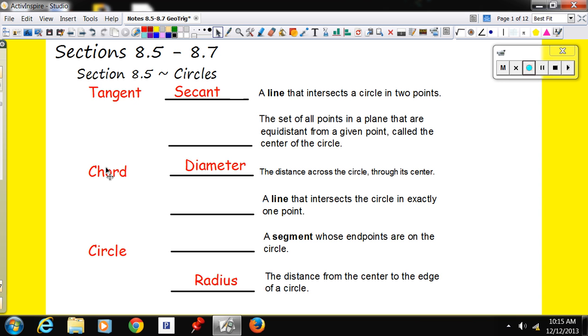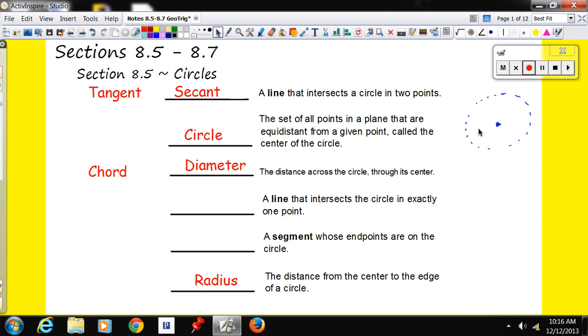What about the set of all points in a plane that are equidistant from a given point, called the center of the circle? So if I've got a point in the center, and I put a bunch of points that are all equidistant to that center point, what did I just make? A circle. So that's actually the technical definition for circle, is that it's the set of all points that are equidistant from a given point called the center. They're all the same distance away. That would be a radius distance away from the center point.